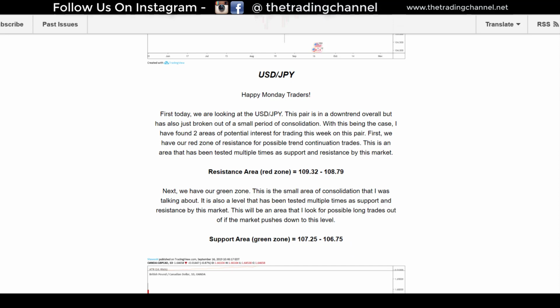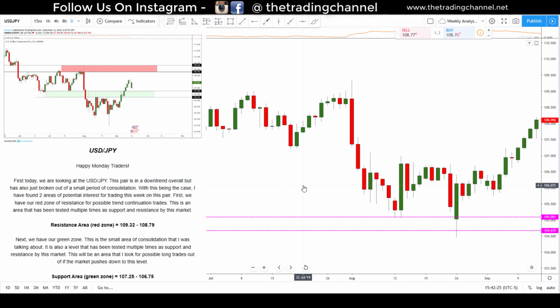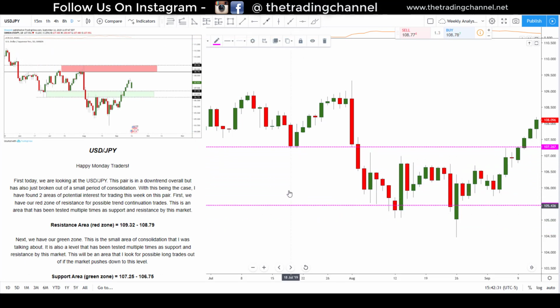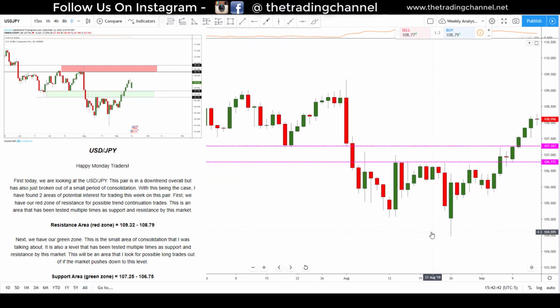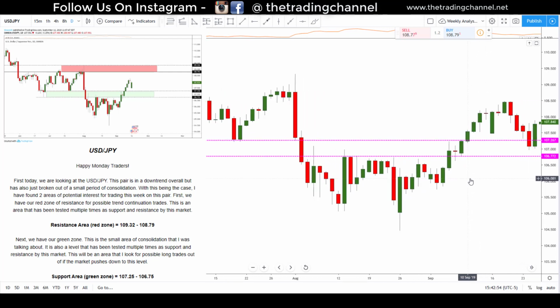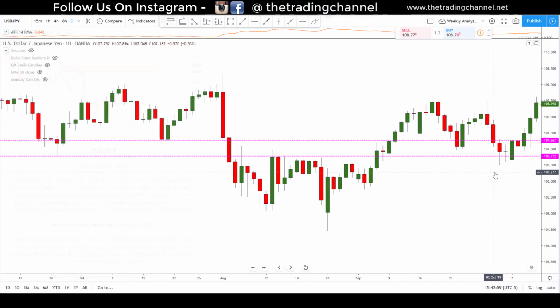And this is our last example, but just again going to prove to you how well this actually works. So our support zone, let's look at that first. Our support zone was 107.25 through 106.75. 107.25 is there. 106.75 is somewhere in there. And I said on this candle right here that I was looking for a pullback into this green zone before looking for a long trade. We get a pullback into that zone, and what happens? We get a push up. We get another pullback into that zone and another push up.